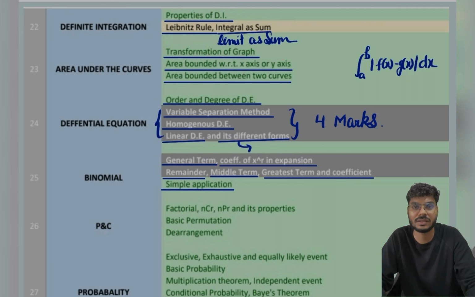So do not miss the expansion, the whole thing. How many terms are there? Coefficient of x to the power 20, coefficient of x to the power 2.